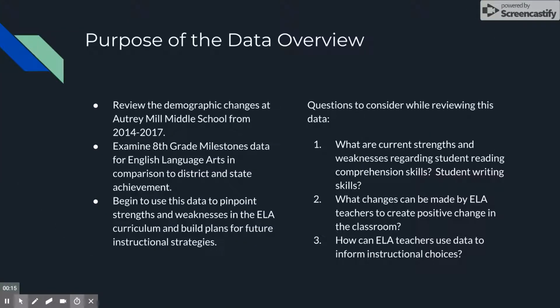Specifically, we are going to review the demographic changes at Autry Mill from the years 2014 to 2017, and also examine the 8th grade milestone data for English language arts and compare that to the district and state achievement. And we'd like to begin to use this data to pinpoint strengths and weaknesses in the language arts curriculum so we can start to build plans for future instructional strategies.